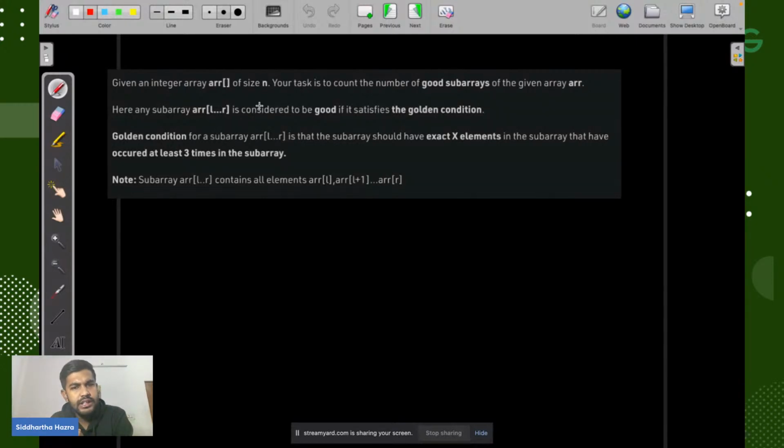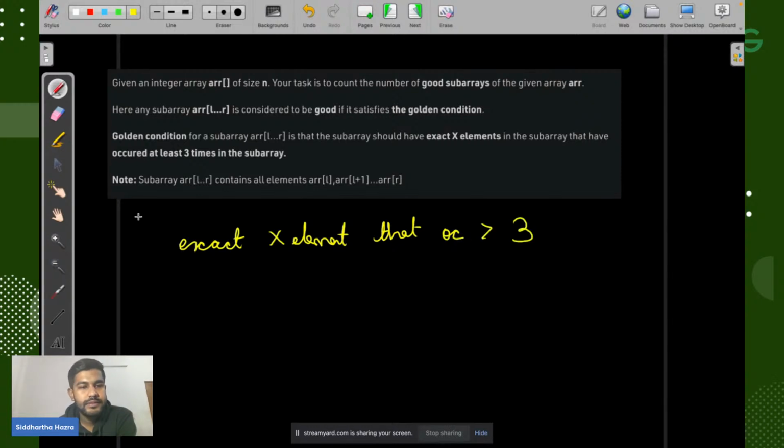What are the conditions? First, it should be a subarray, and the next thing is there should be exactly x elements such that each one of them has an occurrence of more than 3. This is what it is asking.